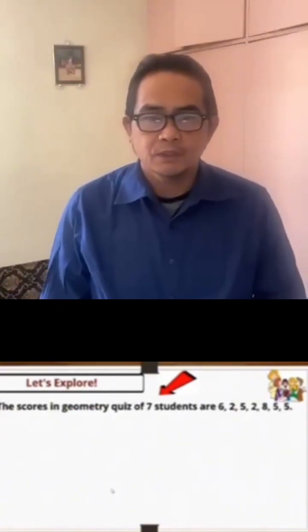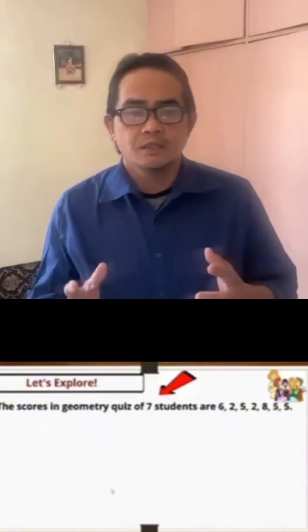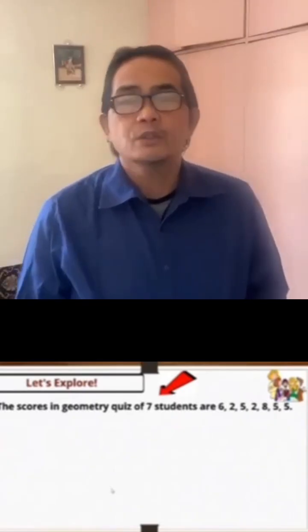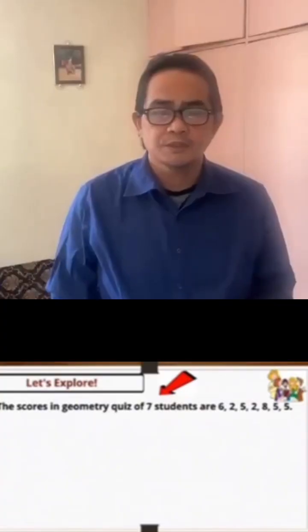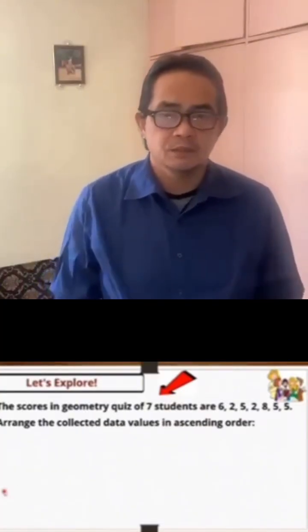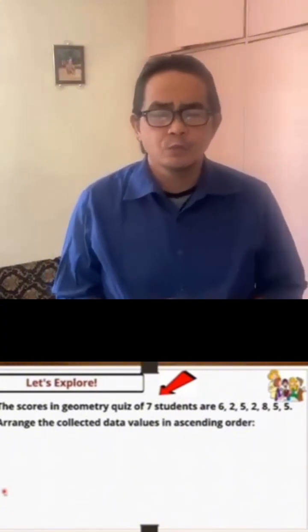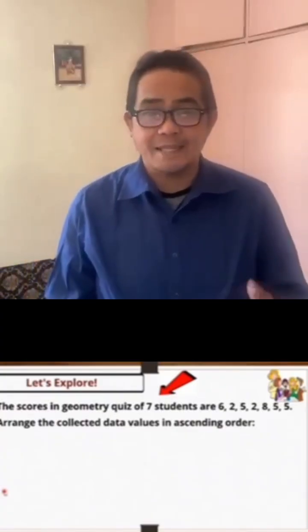So, for example, the scores in geometry quizzes of our students are 2, 5, 2, 8, 3 and 5. So we are going to arrange first. This is the first step. The first step, of course, in order to determine the mean, is to arrange in ascending order. So we'll begin with 2, 2, 5, 5, 5, 6, and 8.